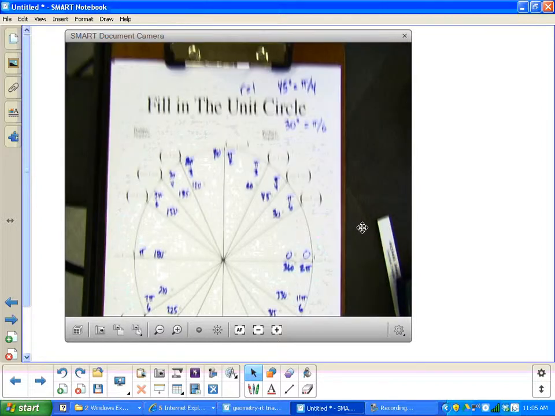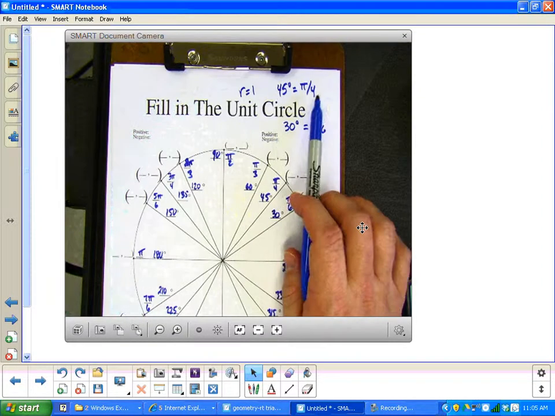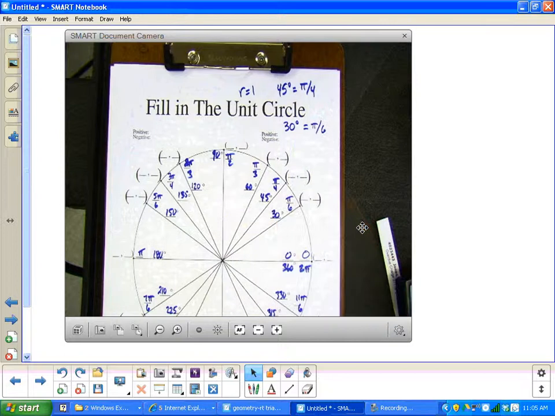So remember the one that you start with is the 45s. Every 45 is pi over 4, and then every 30 is pi over 6. Okay, and you just count around. You don't memorize, you count around. Okay, yeah.